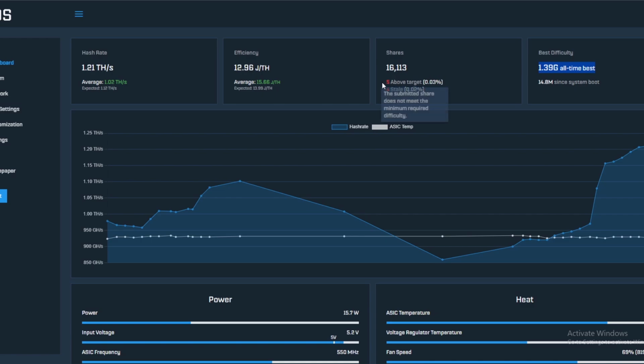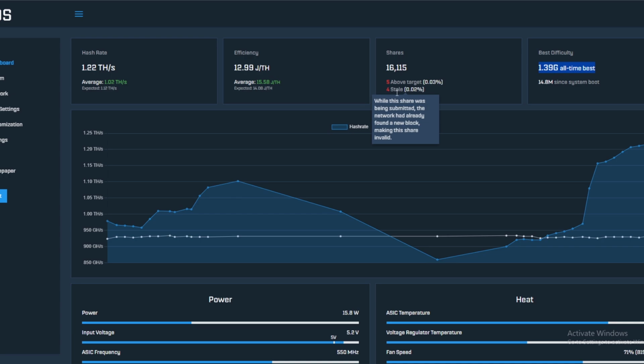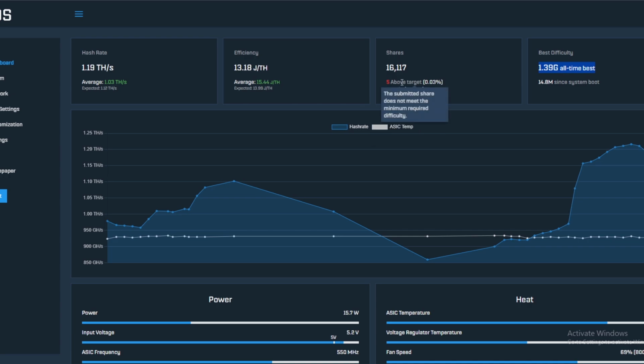And you have 5 above target and 4 stale. So 4 stale is basically rejected. While this stale share was being submitted, the network had already found a new block, making this share invalid. So things like that. And then you have above target, which is shares that do not meet the minimum required difficulty.